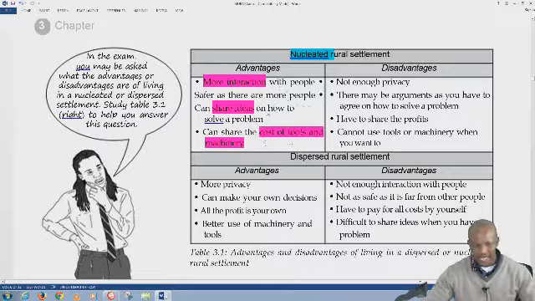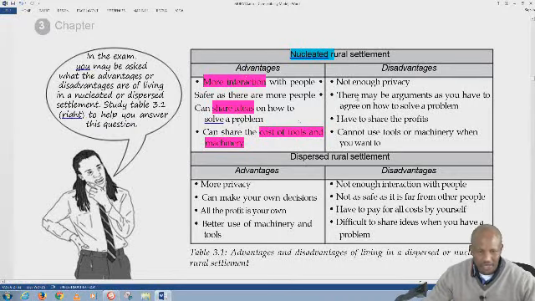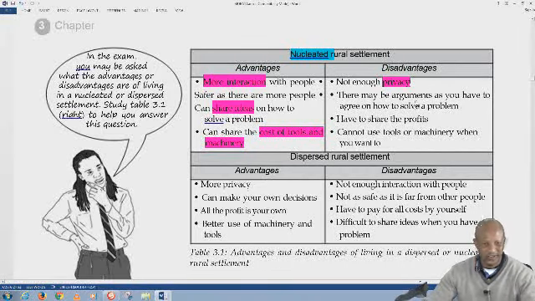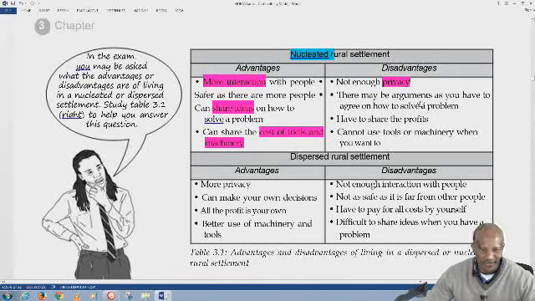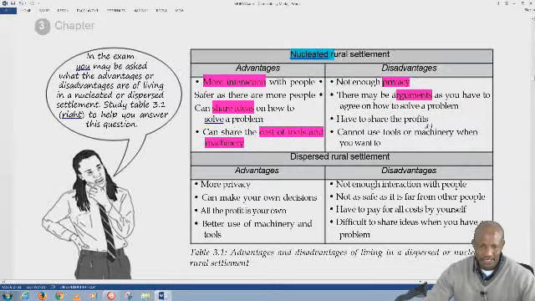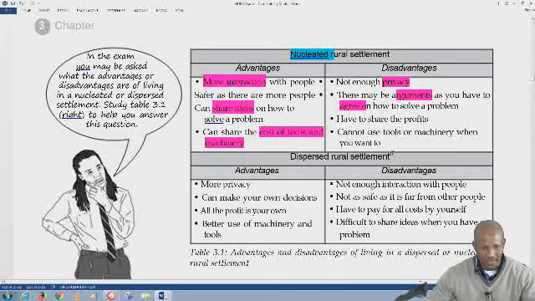But at the very same time, as much as we have the advantages, you have the disadvantages. Because you are close to one another, there's no what? There's no privacy. You cannot start to have your own idea by yourself. You must always work as a community. There are many arguments as you have to agree always with a group of people that you are working with.